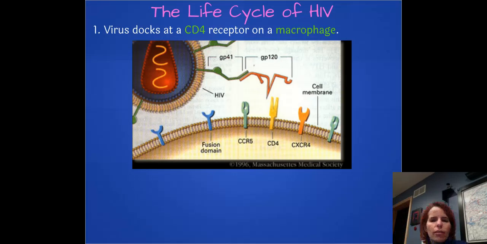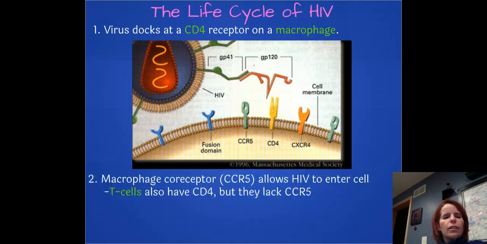They fit together. It turns out that the macrophage also has a second co-receptor called CCR5. In the diagram, it's a green co-receptor. Those two together, the CD4 and the CCR5, are what allow the HIV to enter the cell. Now, this is an important aside. T cells also have CD4 receptors, but they don't have CCR5. So early on in the HIV infection, the virus can get into macrophages, but doesn't affect the T cells, and that's important.